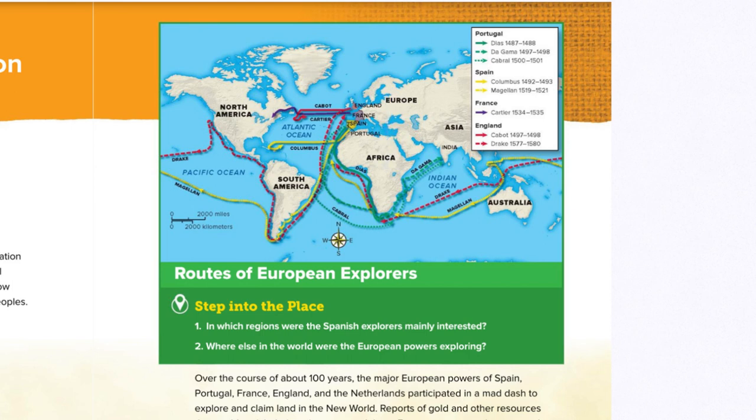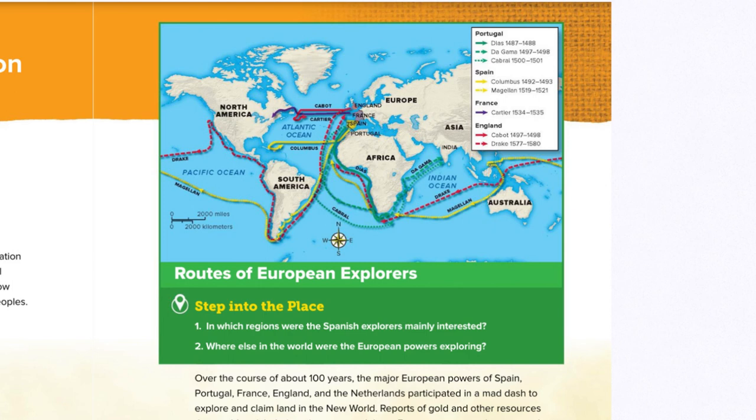Here's a map of the world, and these are the countries: Portugal, Spain, France, England. Portugal is going to be in green, and then these are the different explorers and the times that they went. So green would be solid for Diaz, da Gama is going to be the dashed, and then the dotted would be Cabral. Spain, same thing. We have the 2 different explorers here, Columbus and Magellan, yellow. France will be purple, and England would be red.